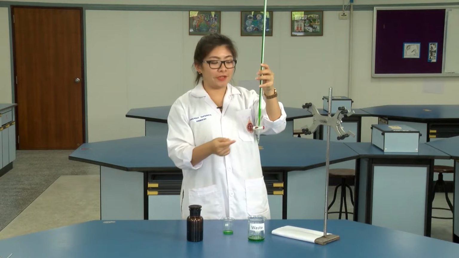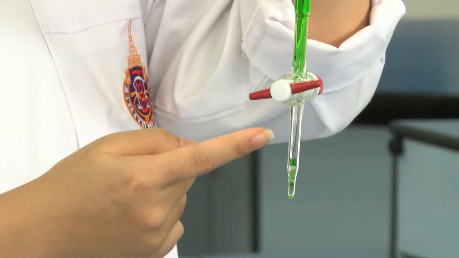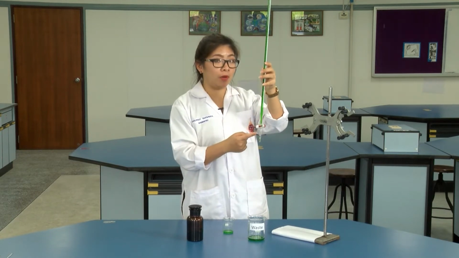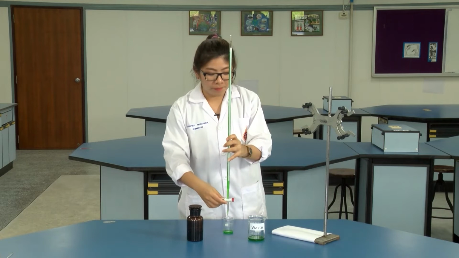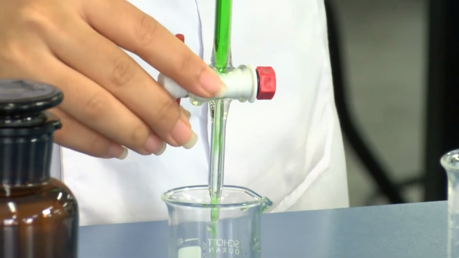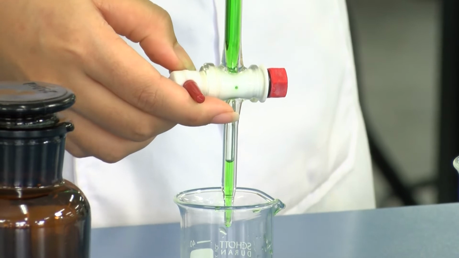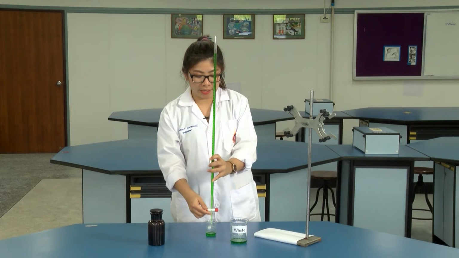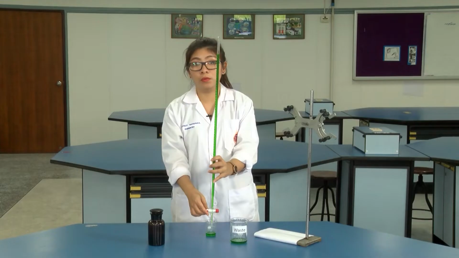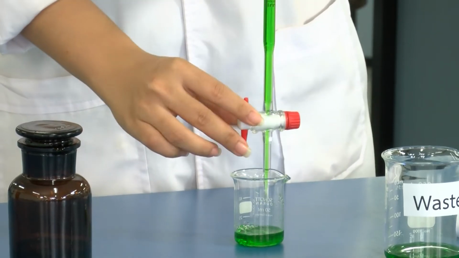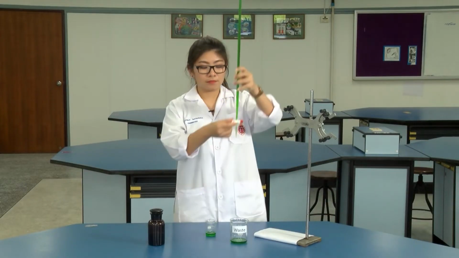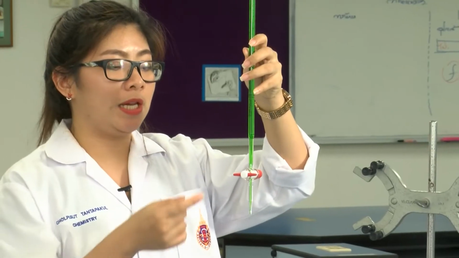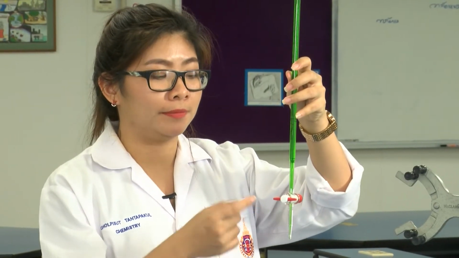You will see the air bubble at the end of your burette. So we need to free this air bubble by opening and closing the stopcock quickly. In case there are still some air bubbles, we just open and gently shake, and observe at the tip of the burette. You will see there are no air bubbles anymore.